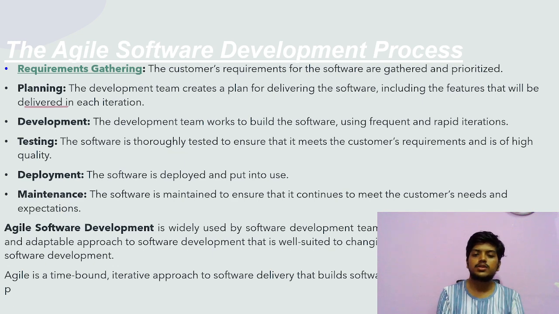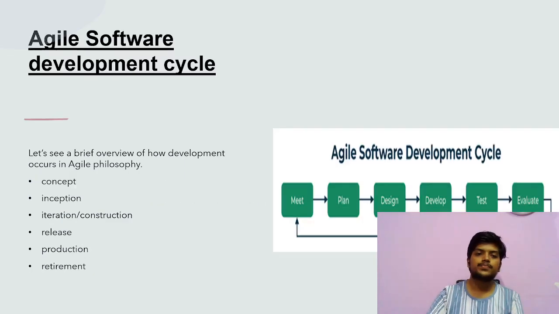Maintenance: the software is maintained to ensure that it continues to meet the customer's needs and expectations. Agile software development is widely used by software development teams and is considered a flexible and adaptable approach to software development that is well suited to changing requirements and fast-paced software development. Agile is a time-bound, iterative approach to software delivery that builds software incrementally from the start of the project.